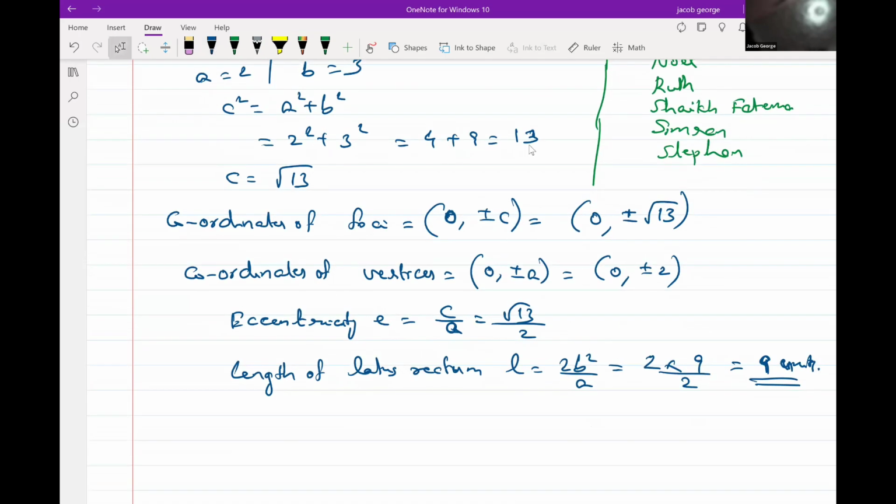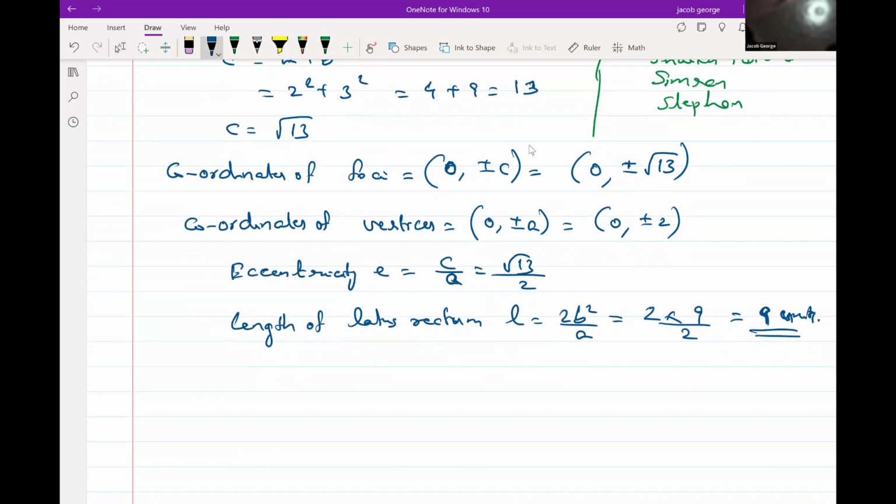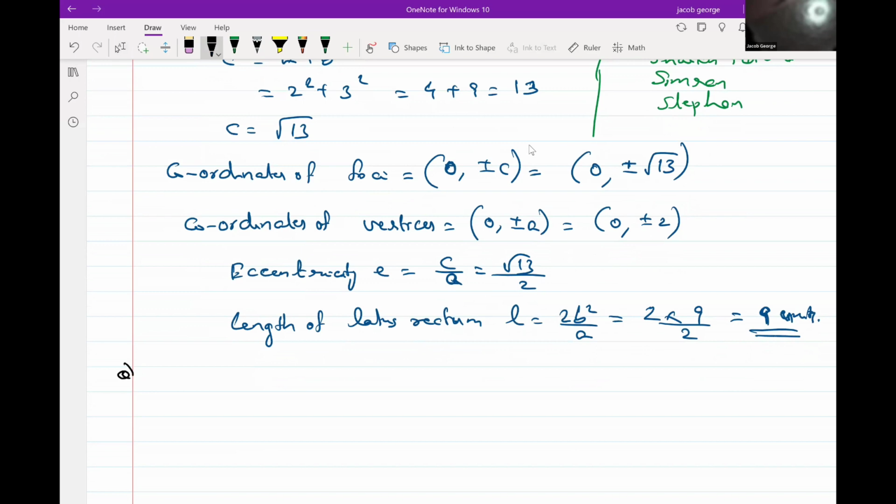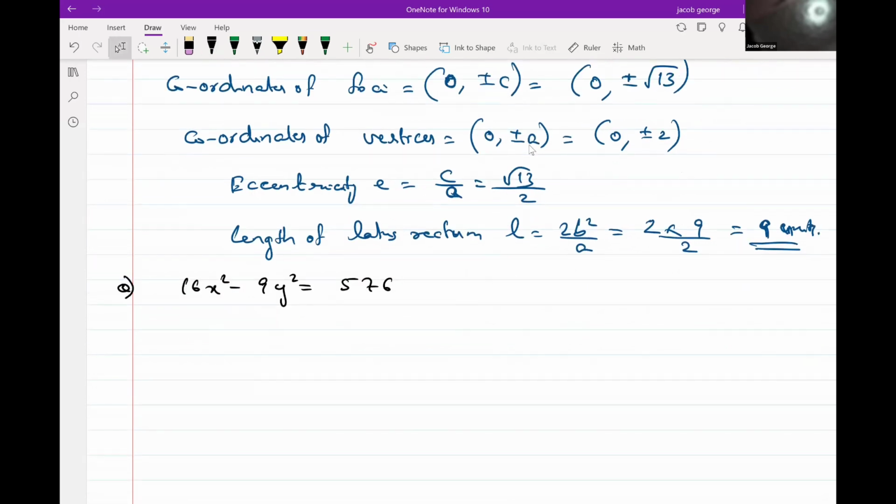Okay, one more question of a similar type. Please write 16x square minus 9y square is equal to 576. Here you will divide throughout by what number?